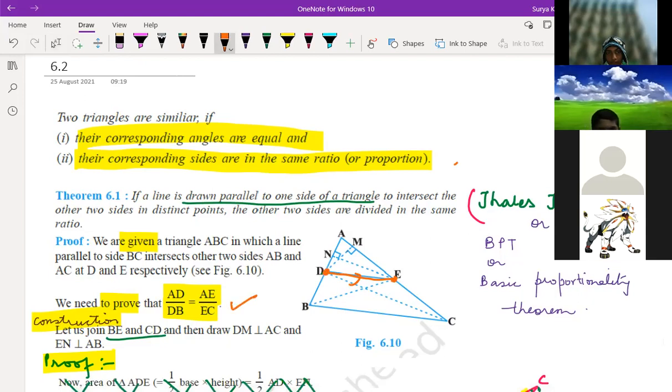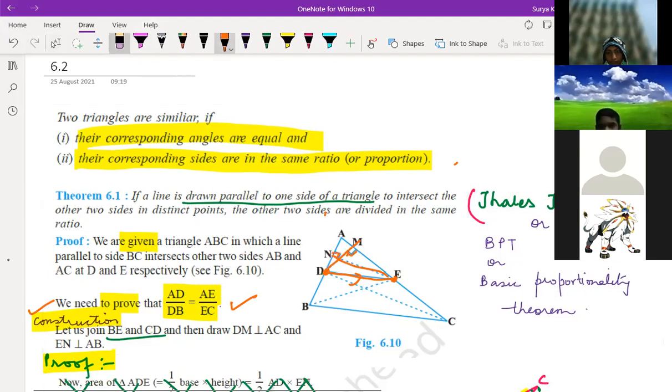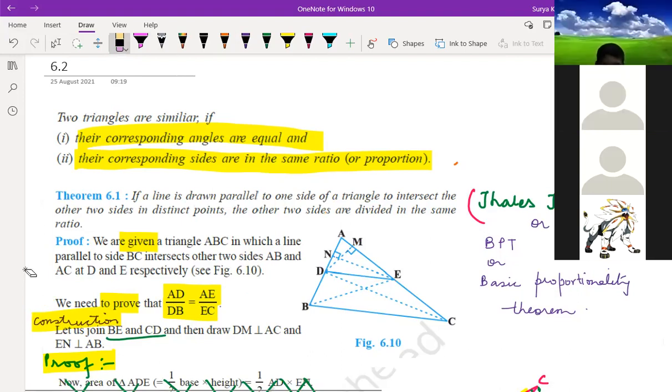So construction is also required here. Construction means we have to draw DM perpendicular to AC and EN perpendicular to AB. The dotted line that you are seeing over here is the construction.